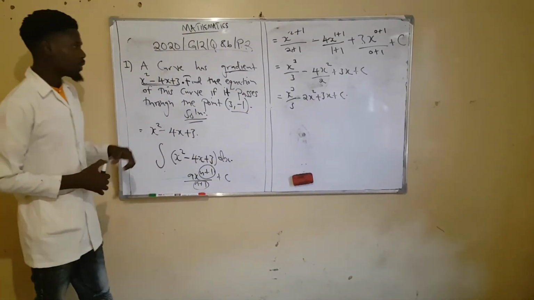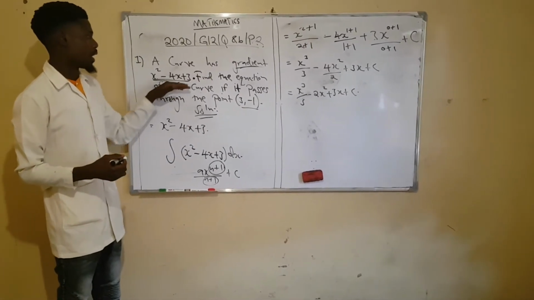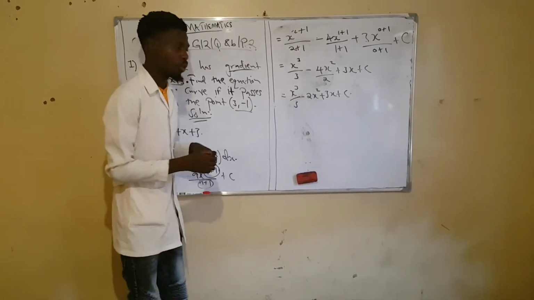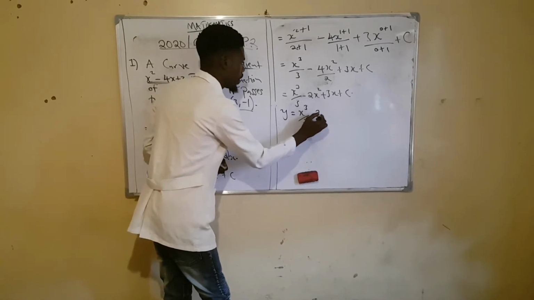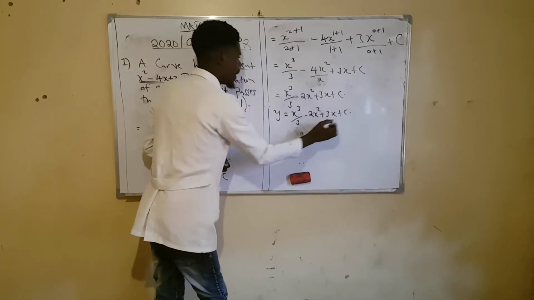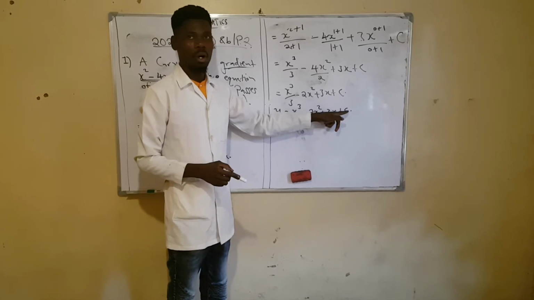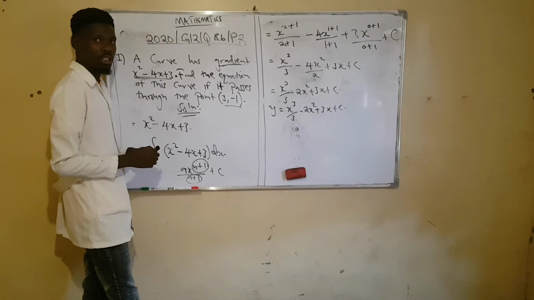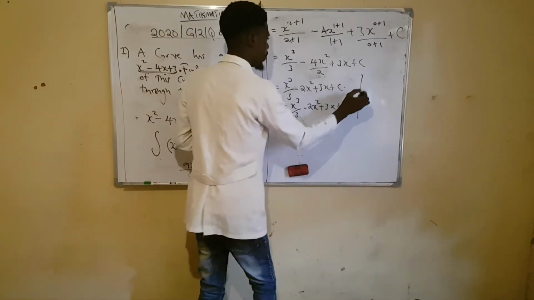Now, since we are looking for the equation of what we call the curve, therefore, we can rewrite this particular integral as y is equal to x to the power 3 over 3 minus 2x squared plus 3x and then plus c. Then from here, we are going to find the value of c. How are we going to find the value of c? We will use this particular coordinates which have been given. So this is our x, this is our y. So let me write them here.